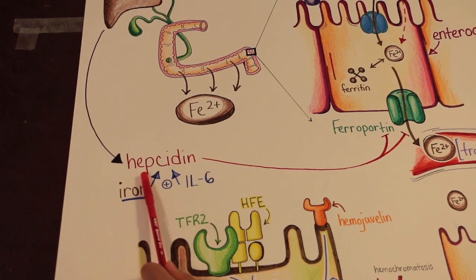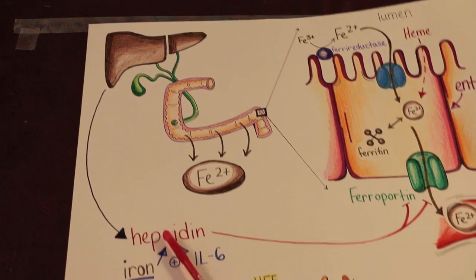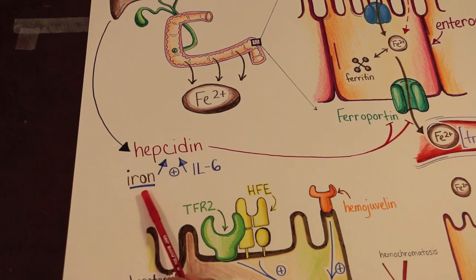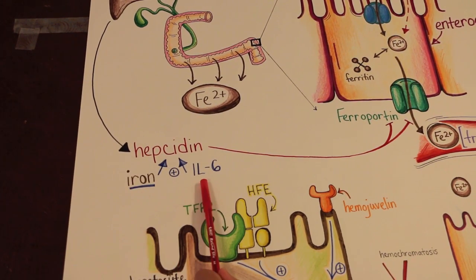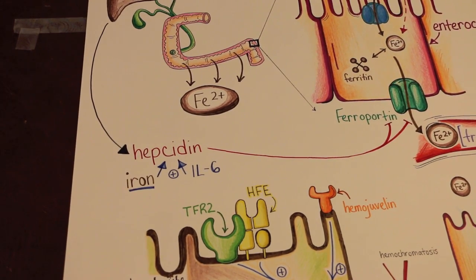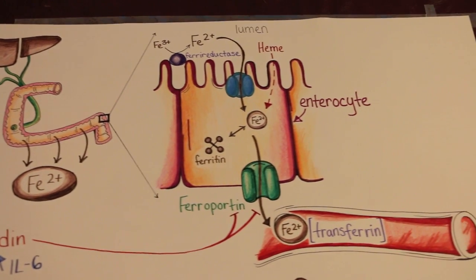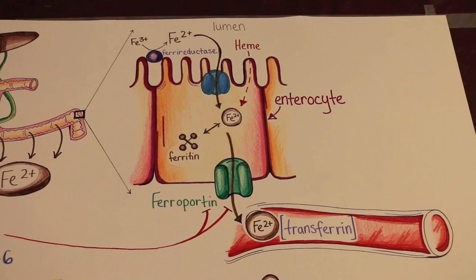Hepcidin is secreted by the liver, and the two main stimulants for hepcidin production are high iron, through negative feedback mechanisms, and inflammatory cytokines like IL-6, because IL-6 and other cytokines are acute phase reactants that cause the liver to have different reactions. One of the acute phase proteins is actually hepcidin, trying to limit available iron for pathogens.